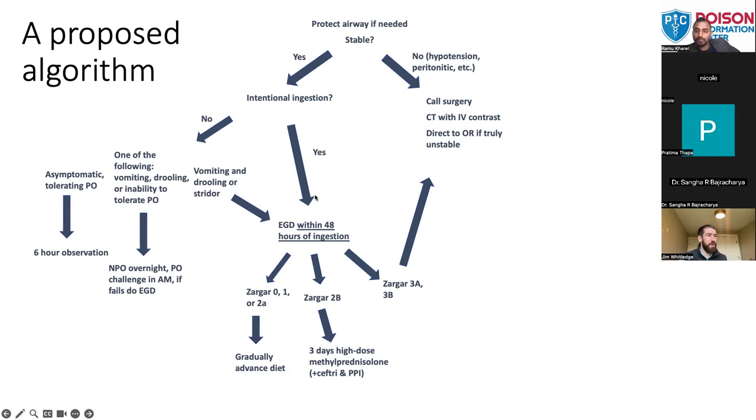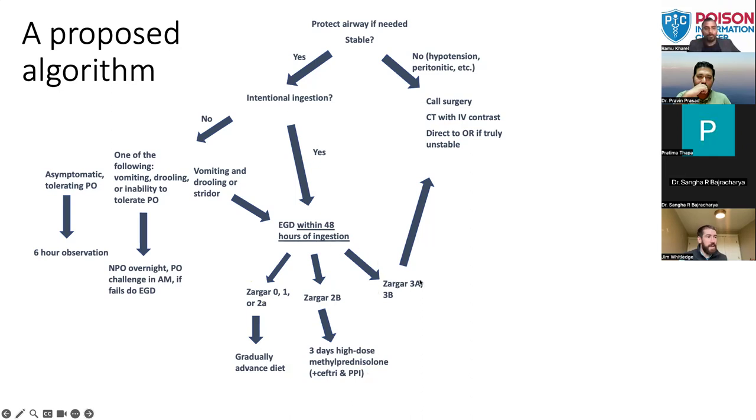48 hours. If you have those lower grade lesions, 0, 1, or 2A, so not circumferential, not super deep ulcerations, those are patients who you can really just advance diet as tolerated. If they end up having 2B lesions, so those deep circumferential ulcerations, those patients are going to get 3 days of high dose methylprednisolone, and we usually give them antibiotics and a proton pump inhibitor like pantoprazole as well.